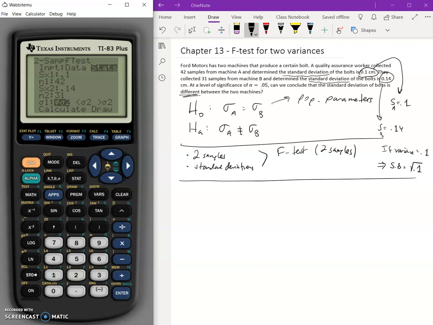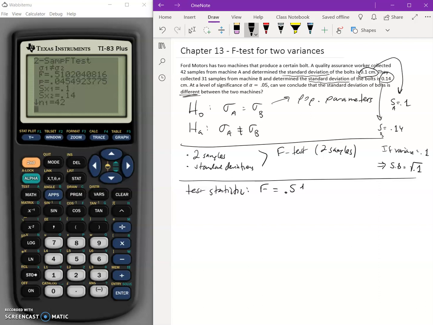Now notice in both these cases that there is a difference in the standard deviations. We're wondering, is that due to random chance, or is there indeed something statistically different between the two? Our alternative hypothesis is not equal, so now we go down and we calculate this. Then we wait and we see that it gives us some nice values here. So our test statistic in this case is F is equal to 0.51.